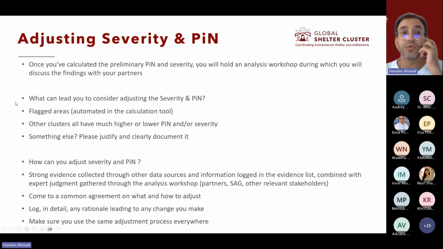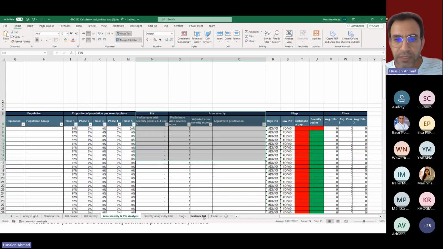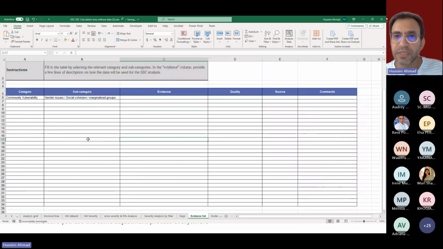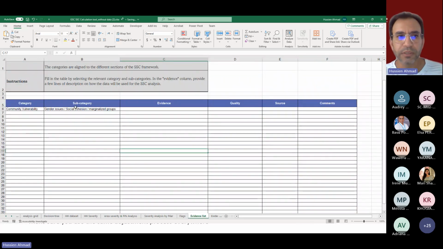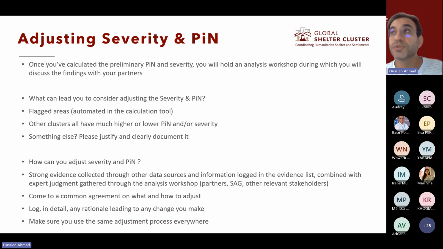The question is how to adjust the severity and the PIN. First of all, last time we spoke about the evidence list. You have the evidence list here. You have to populate it according to every single part of the framework. And as we said last time, it should be an ongoing process throughout the year. So you capture the information as it comes to you. You don't wait until this moment of the year to start populating this evidence list.